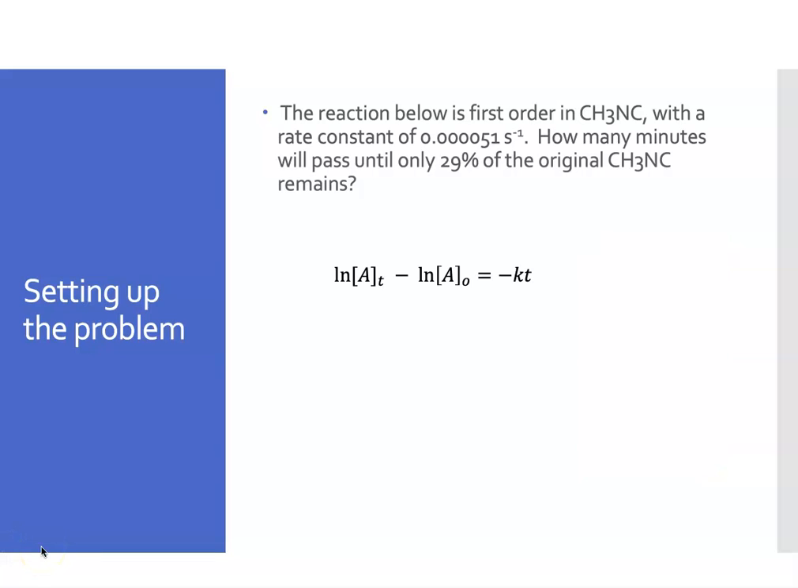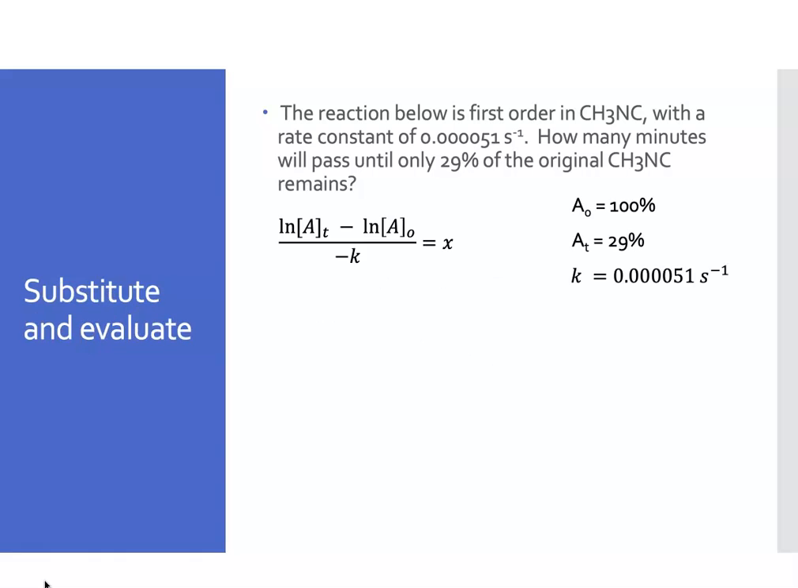Okay, we've got the first order integrated rate law. We know what the variables are. Let's rearrange it to solve for t before we substitute in. I always recommend this strategy to my students. So if I divide both sides by negative k, that will give me time, which is what I'm solving for. It'll give it to me in seconds. And at this point, we can now substitute and evaluate.